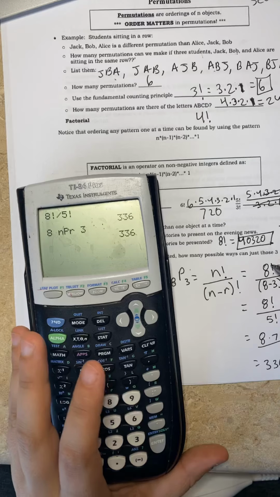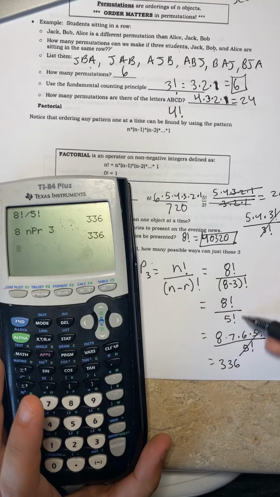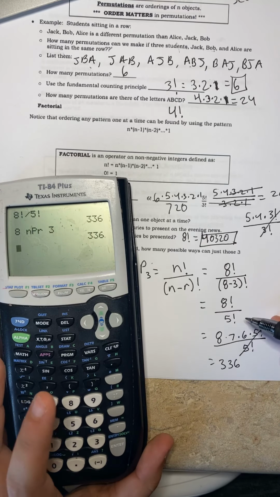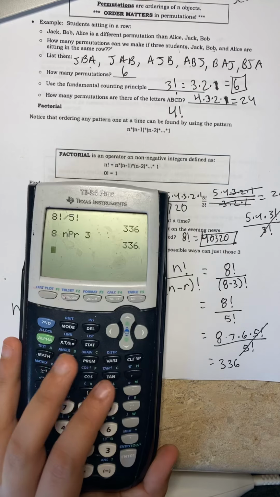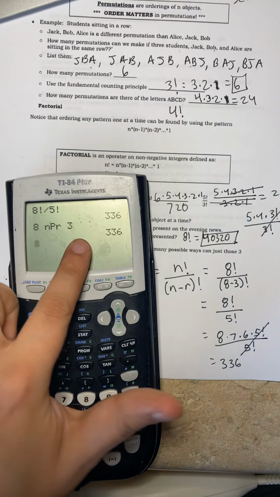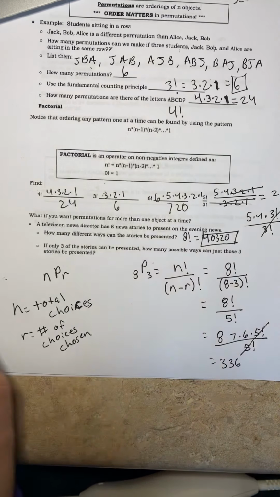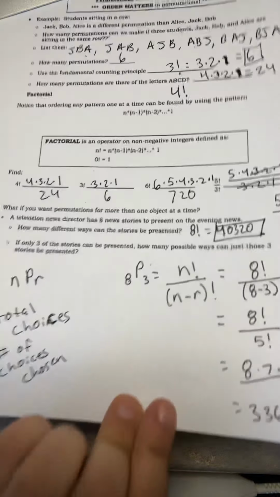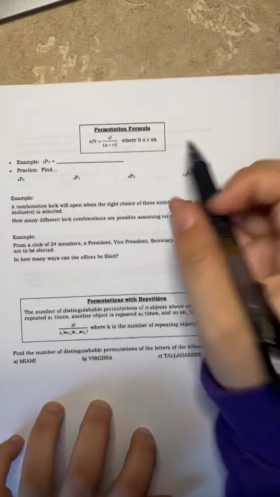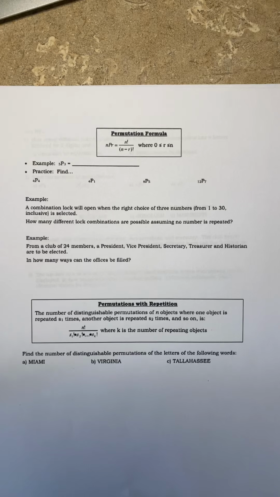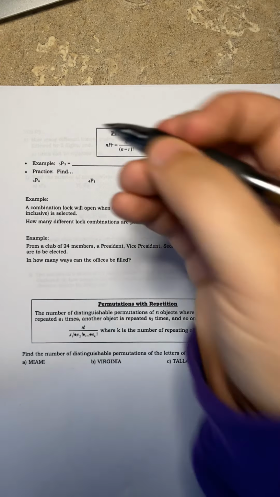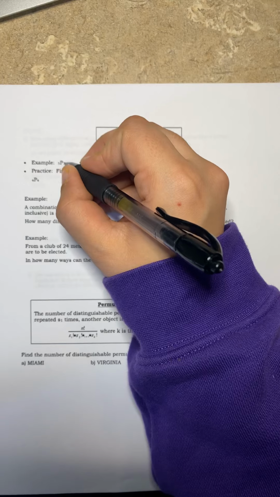You can type this into the calculator, 8 factorial divided by 5 factorial. You can write it out like I have and cross those out and see what's left to multiply. Or in your calculator, you can do 8 choose 3, and then you got 336. So that's all those different possibilities for the 3 stories that you want to choose out of 8. So then on the next page, again, we've got that formula, n factorial over n minus r factorial. So I'm just going to practice that again. So that would be 5 permutation 3.